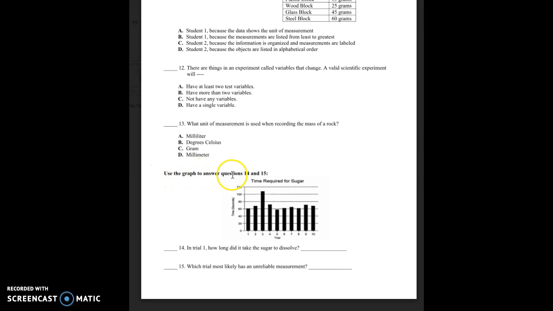Use the graph to answer questions 14 and 15. Time required for sugar. Time, seconds. Trial. Number 14. In trial 1, how long did it take the sugar to dissolve? Number 15. Which trial most likely has an unreliable measurement?